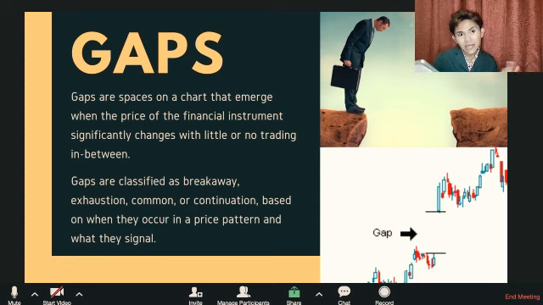We will also be talking about the gaps. Gaps are spaces on a chart that emerge when the price of a financial investment significantly changes with little or no trading in between. Gaps occur unexpectedly as the perceived value of the investment changes due to underlying fundamental or technical factors. Gaps are classified as breakaway, exhaustion, common, or continuation based on when they occur in a price pattern and what they signal.